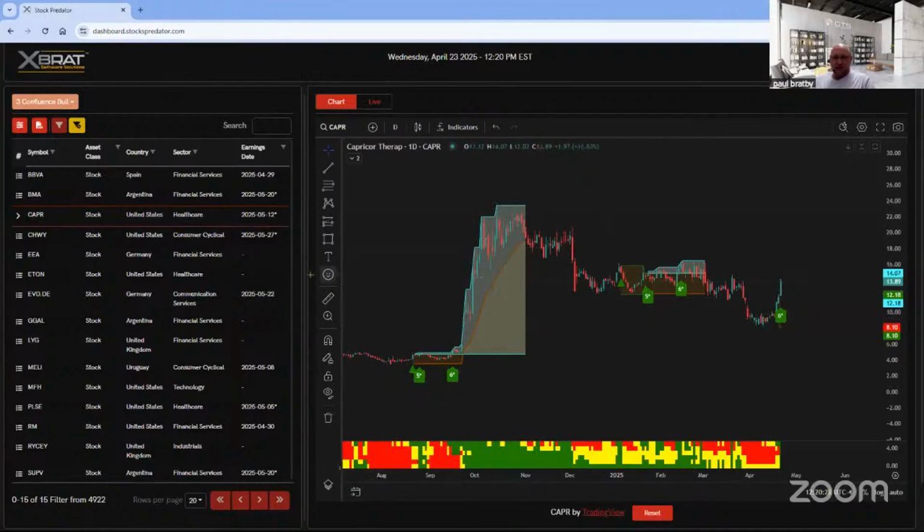This was a good catalyst. When was the earnings? Earnings date is on the 12th of the 5th. We can see that there. So there's a bit of time yet. Let's go to the weekly.